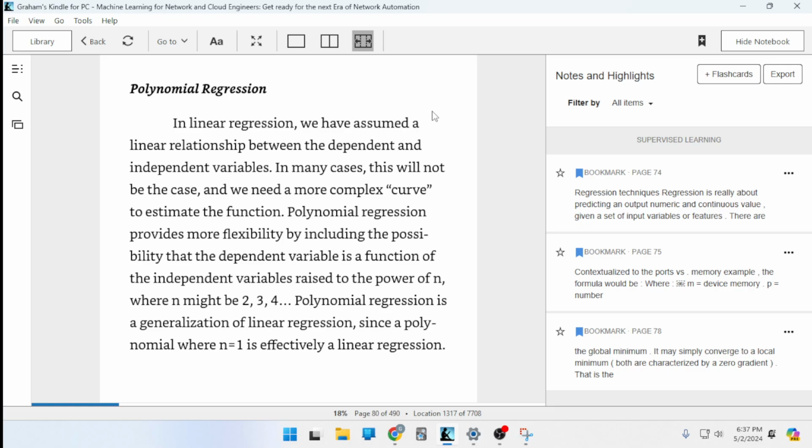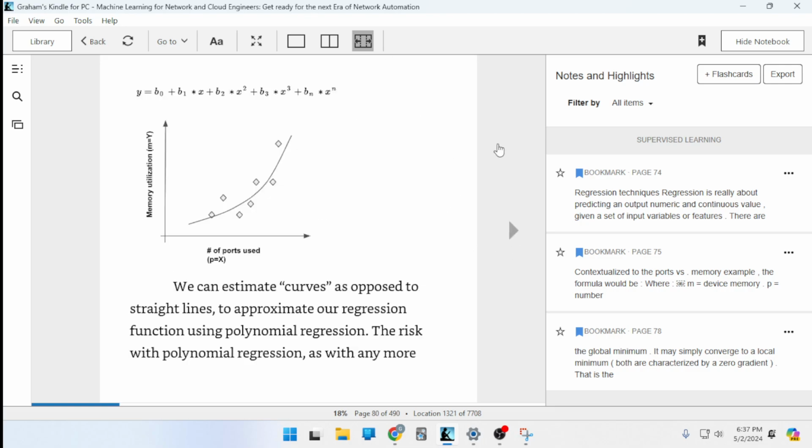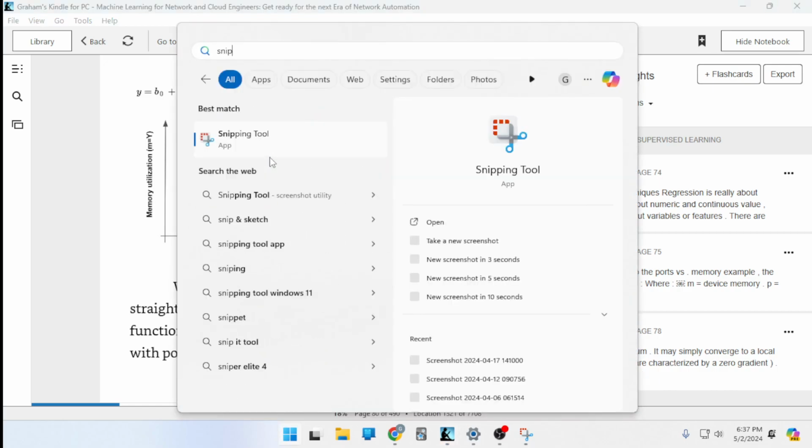Polynomial regression is a generalization of linear regression, since a polynomial where n equals 1 is effectively a linear regression. So here we've got polynomial regression, quite a bit different than y equals mx plus b. We're now creating a curve, whereas if we use linear regression, we have a straight line here. Now we can get an even better model by using polynomial regression. Let's see what ChatGPT has to say about that.